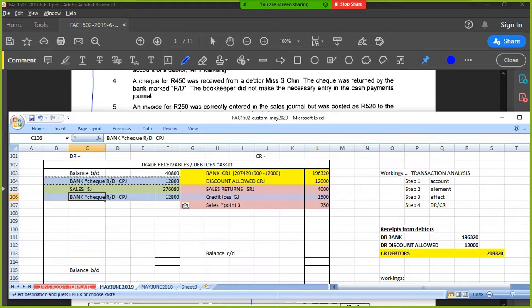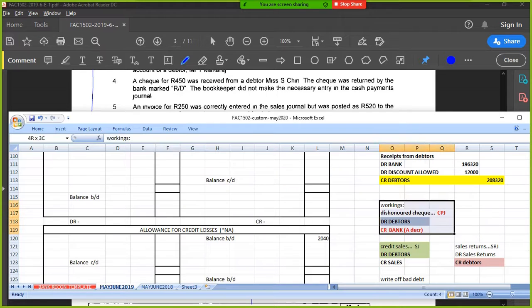So you remove the check. Right, you didn't receive it. So this will be point 4. Right, you don't only have one dishonored check, you've got another. Why are you debiting it? Because dishonored checks credit the bank, debit the debtors. Okay. If you're crediting bank, you're debiting debtors.